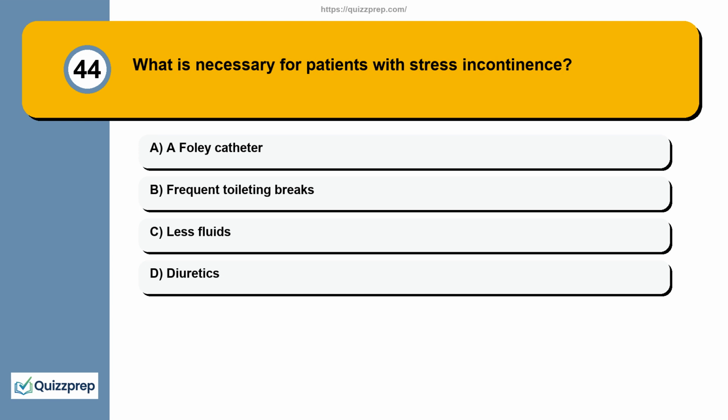Question 44. What is necessary for patients with stress incontinence? A Foley catheter, frequent toileting breaks, less fluids, diuretics.